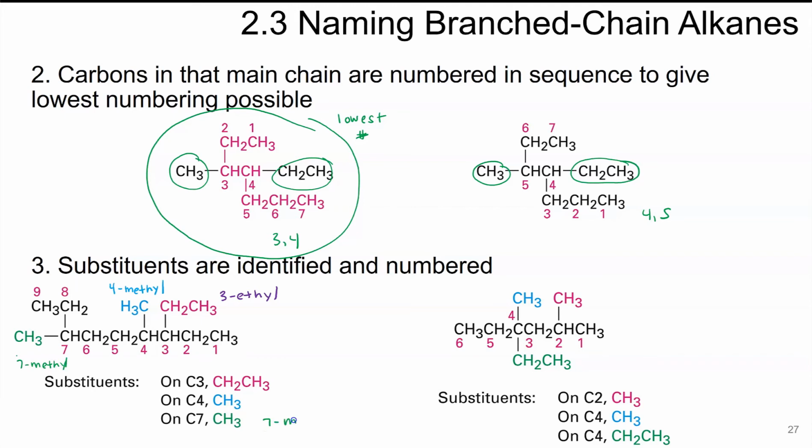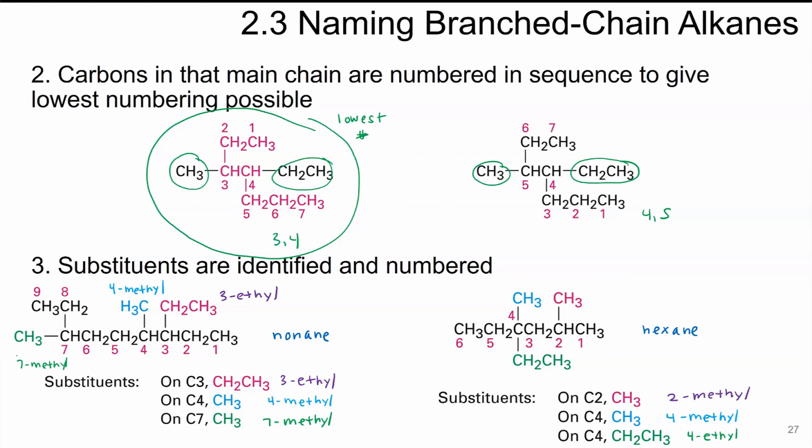So 7-methyl, 4-methyl, 3-ethyl. And the parent here has 9 carbons. That would be nonane is the parent here. This one, the parent has 6 carbons. This is hexane. And the group here, CH3 on number 2, this would be a 2-methyl. This is 1 carbon, so this would be 4-methyl. And this is 4-ethyl.